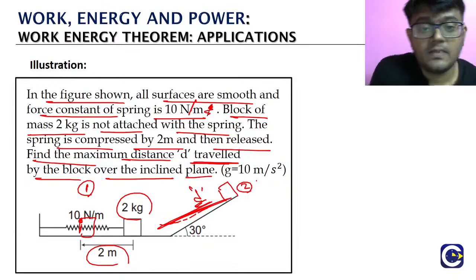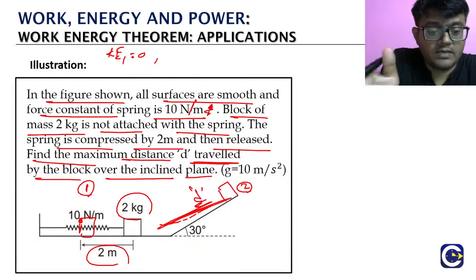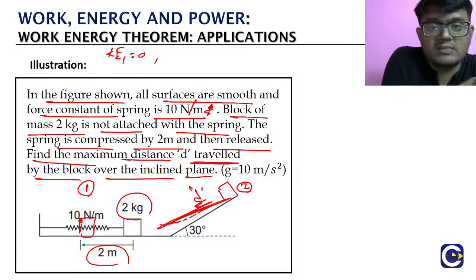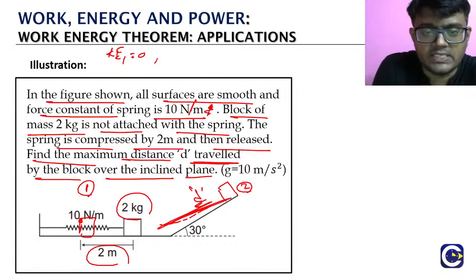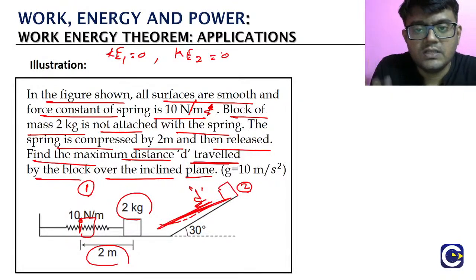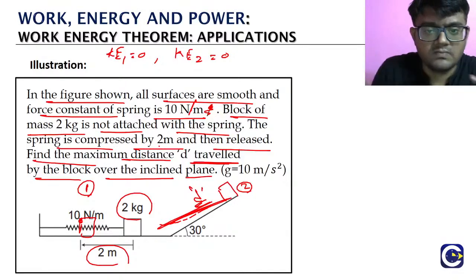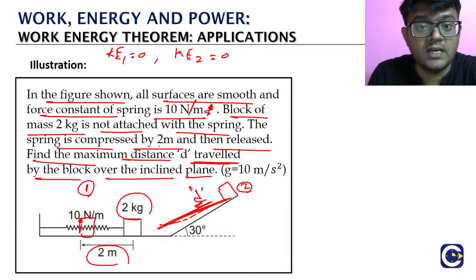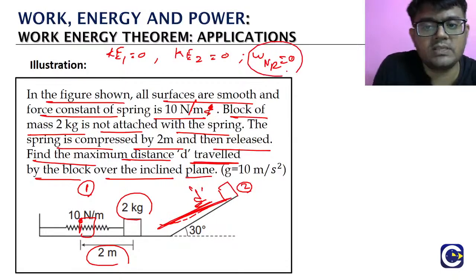So what is the initial kinetic energy of the block? 0, because we are compressing the spring with the block and then releasing it. So the initial kinetic energy is 0, and likewise the final kinetic energy is 0. The block is always moving along the contact surface, either on the horizontal floor or on the inclined plane. So the work done by the normal reaction is 0.